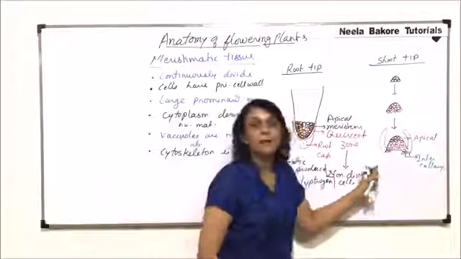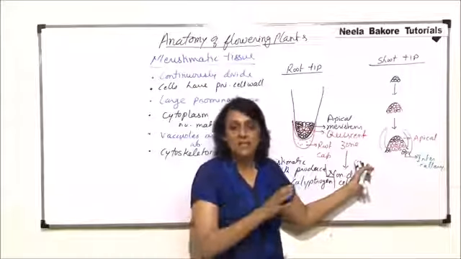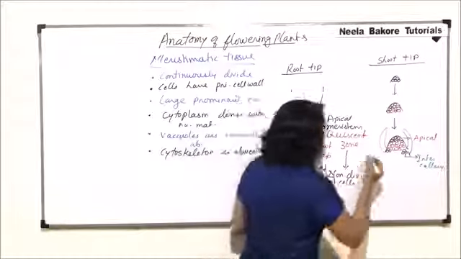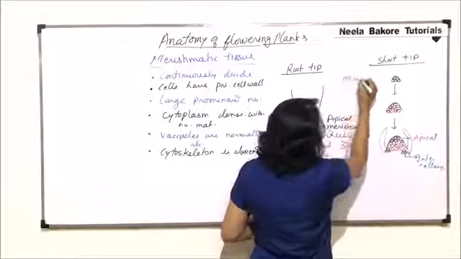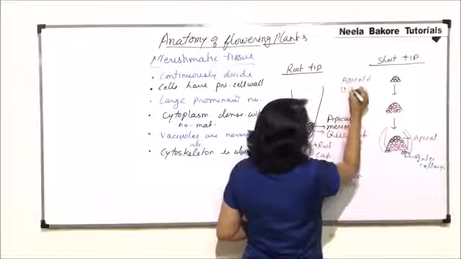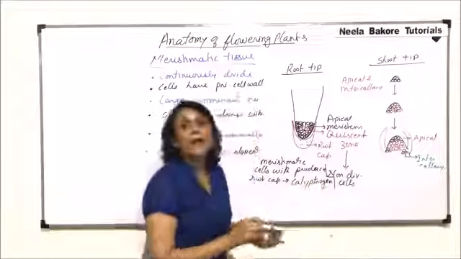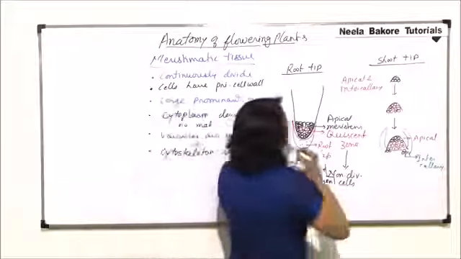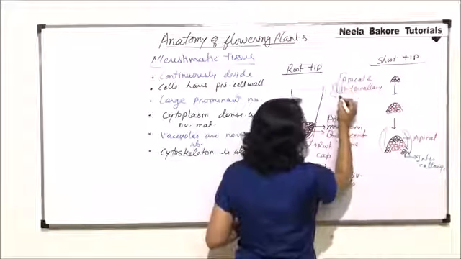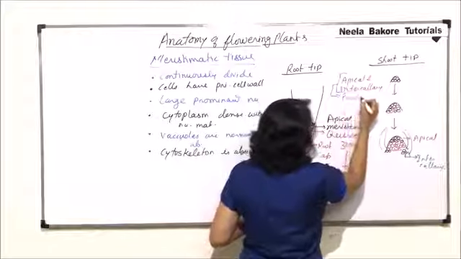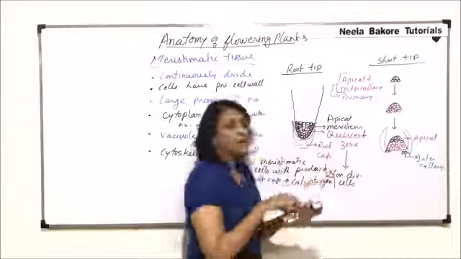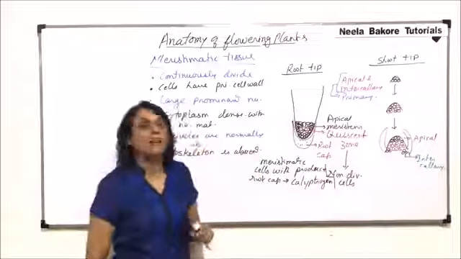These two meristems are formed in the beginning itself. So apical and intercalary are called the primary meristems. These two are primary because they are formed in the early stage of the plant life.